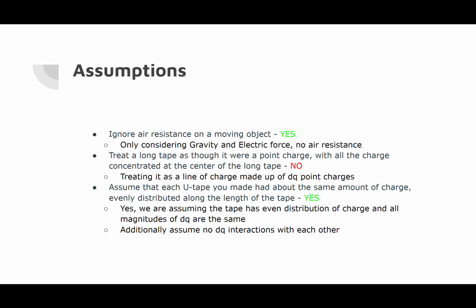We did that in the last lab. However, this time, again, we're using a line of charge made up of small dQ point charges. We are, in fact, assuming that each tape is made of the same amount of charge and it's evenly distributed. We are not accounting for any differences in the charge, or if one side of the tape has more charge than the other. Again, we're focused on that symmetry, which is why the net electric field only goes one direction and doesn't have any z or x component to it. We're also assuming there are no dQ interactions. It's only interacting with the top tape.